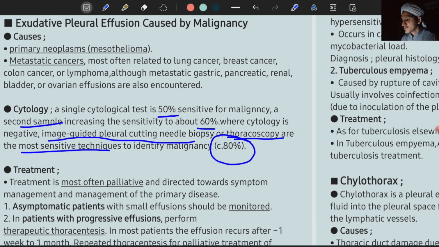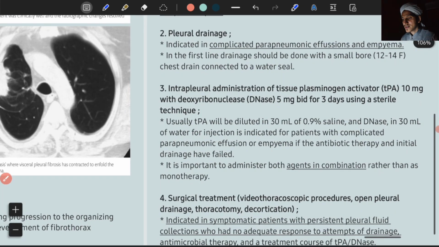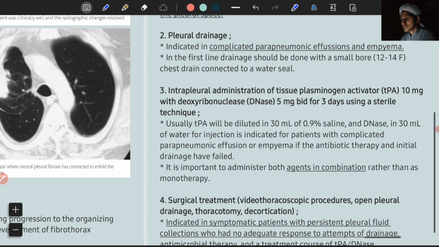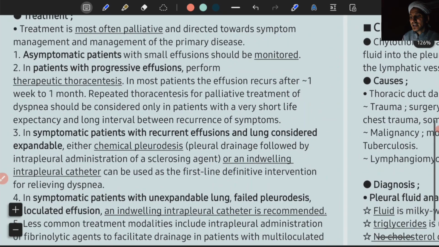So what is the treatment? Treatment is often palliative and directed towards symptom management and management of the primary disease. That is the treatment. Okay. In asymptomatic patients with small effusion, just monitor. In symptomatic patients with progressive effusion, where the fluid level is increasing, tap the patient.